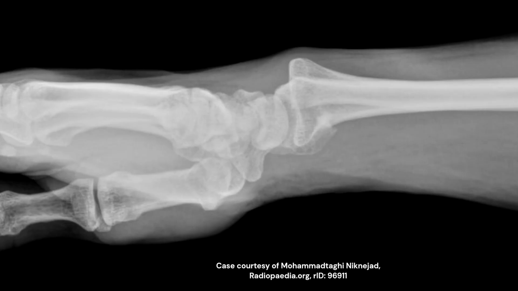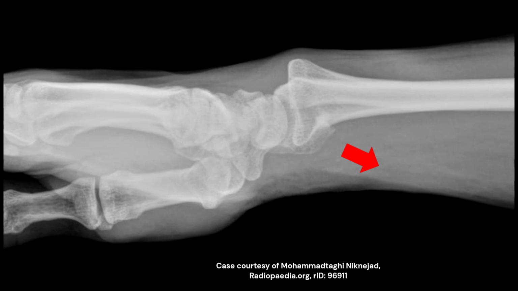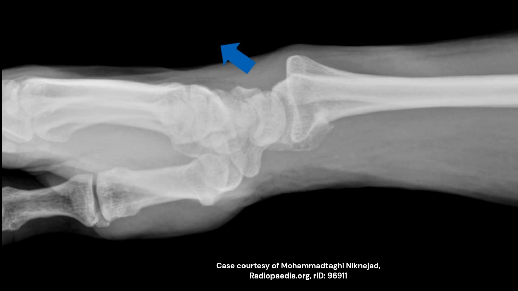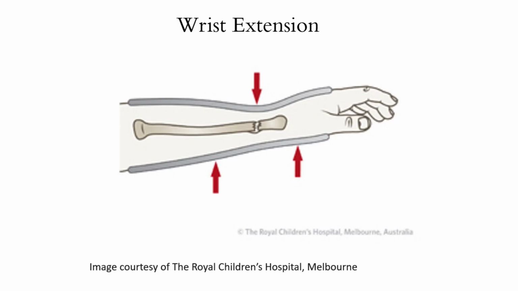Conversely, looking at this Smith's fracture, the injury has caused volar angulation of the distal radial fragment. Reduction will pull this fragment to the dorsal aspect, shortening the angle between the shaft and the fragment. This angle is maintained through wrist extension, again opposite to the injury mechanism.